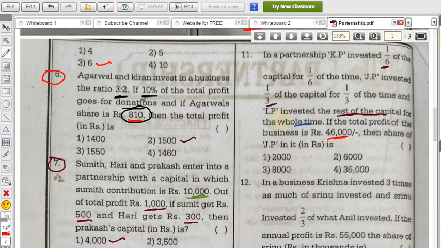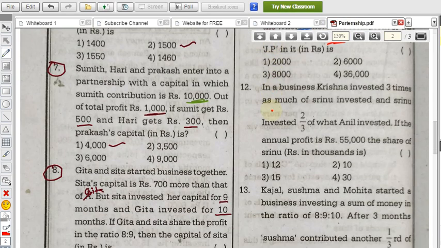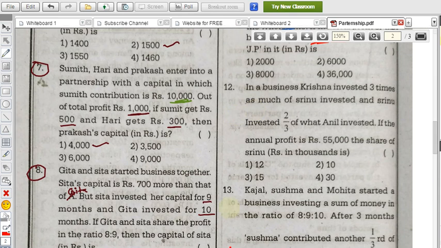For time being we need to take that. So I think this 12th is also a similar problem. In a business, Krishna invested 3 times as much as Srinu invested, and Srinu invested 2/3 of what Anil invested. If the annual profit is 55,000, find the share of Srinu. So comparing one to another, you have to find out the ratio. So Krishna, Srinu and Anil. Now let us take the ratio of this. The one who is not depending on anybody, you can take as some X.